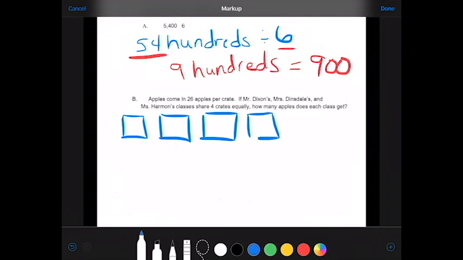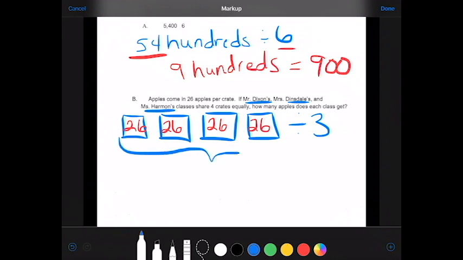With our read, draw, write strategy, we should be drawing our crates, and I'm going to put 26 apples in each one. And then I need to divide all those apples up between the 1, 2, 3 classes, right? So one way to do it is to add them all up and then divide by 3. So let's start there. So I'm going to go 26 times 4. Instead of adding them all, I'll just multiply.